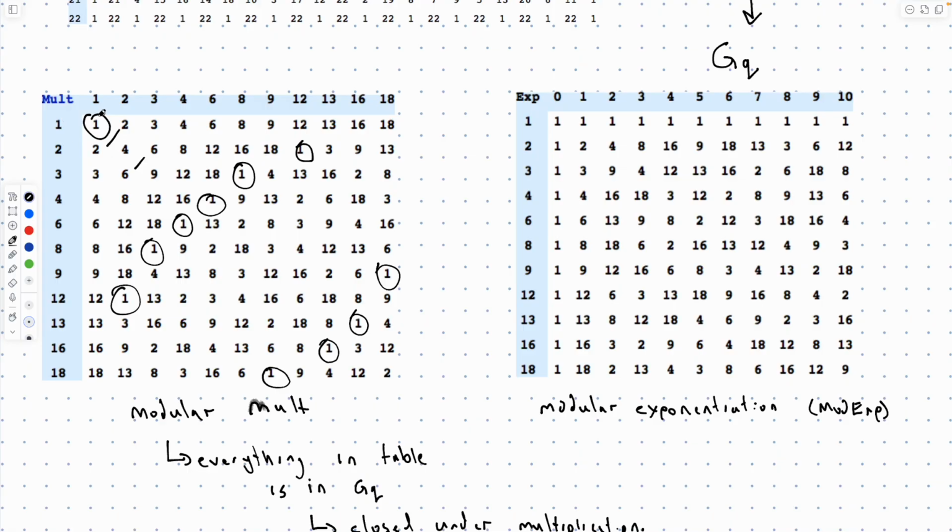What's the inverse of 1? I'm going to write inverse over here. The inverse of 1 is 1, because 1 times 1 is 1. What's the inverse of 2? 2 times what will give you 1 mod 23? 12. So 2 times 12 will give you 1. The inverse of 3 will be 8. 4 will be 6. 6 will be 4. I'll just write this out.